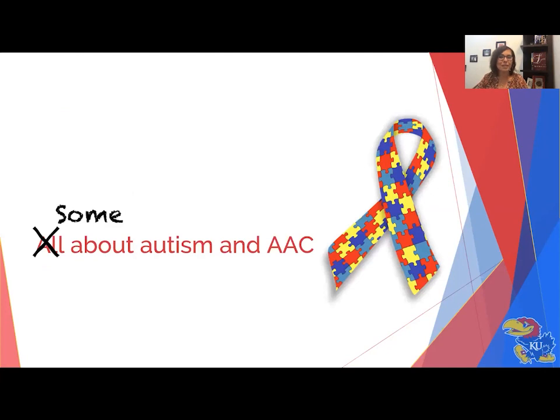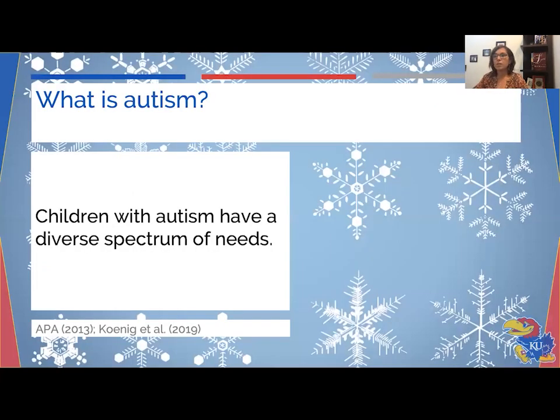Okay, hopefully that was enough time. First, I'm going to talk some about autism and AAC. So most of us, I'm assuming if you're watching this presentation, work with children with autism, and also we are at the National Autism Conference. But we all know that children with autism have a diverse spectrum of needs. And like I said, I'm not going to review all of them, but I think it's important to understand how wide that spectrum can be.